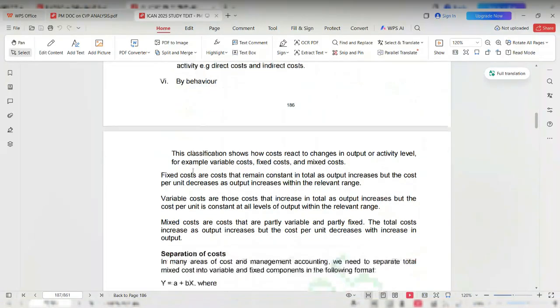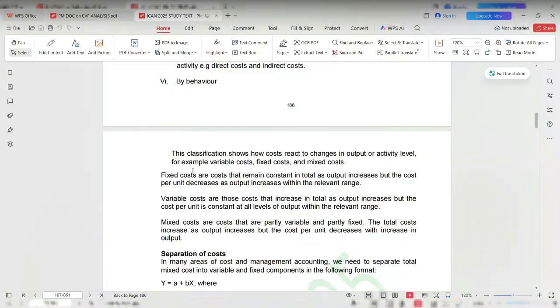We have variable costs. These are costs that increase in total as output increases, but the cost per unit is constant at all levels of output within the relevant range.